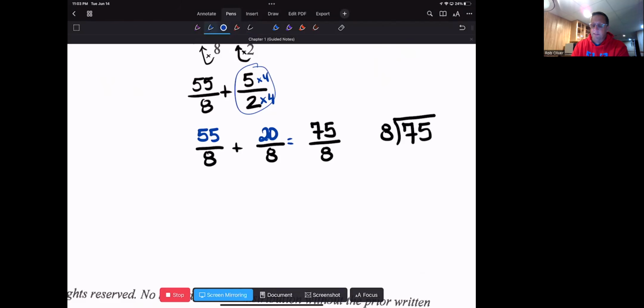So 8 divides into 75 9 times. And then 9 times 8 is 72. Subtract, and you got 3 there. And so there you go. 9 3/8. That's our answer.